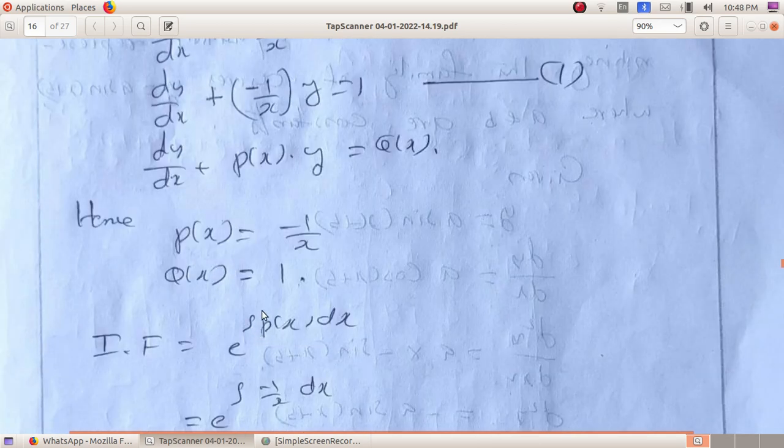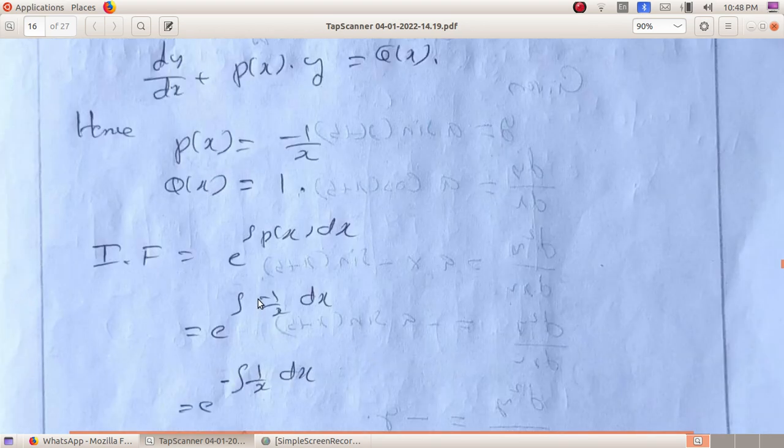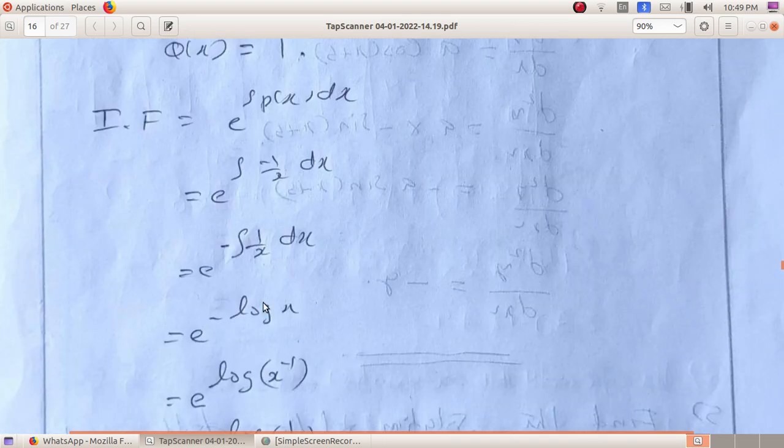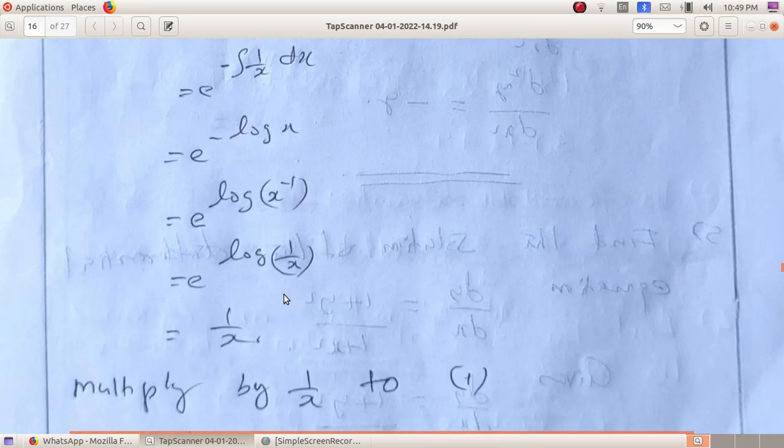1. Then to solve this differential equation, an integrating factor is needed. What is the formula for finding the integrating factor? e raised to integral p of x dx. e raised to integral, what is p of x? Minus 1 by x dx. Minus is taken outside. e raised to minus integral 1 by x dx. That is e raised to minus log x. By the property of logarithm, this minus goes to the exponent of x, x raised to minus 1. e and log can be cancelled, so x raised to minus 1 is the answer. x raised to minus 1 means 1 by x.